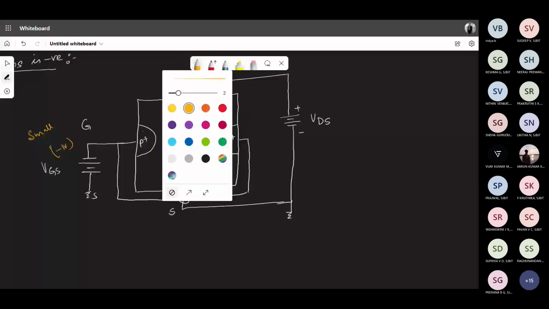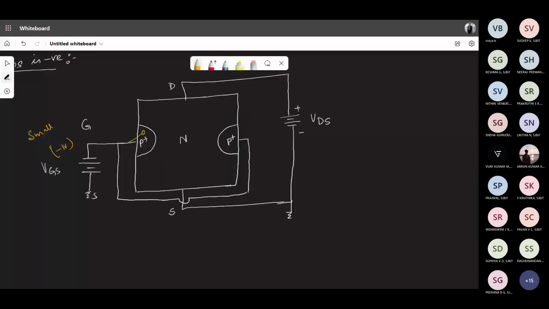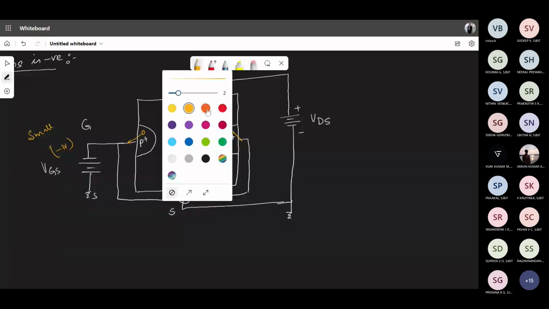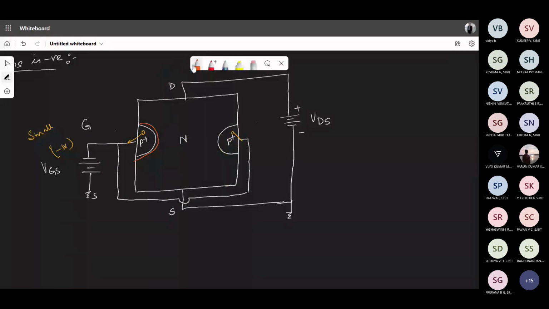So all the holes which are here will try to come towards the negative terminal. It becomes very obvious, correct? It starts moving towards this. So there is a barrier now getting created. There is a barrier which gets created now. So I can indicate or show a depletion region like this. So slightly the depletion region will increase.